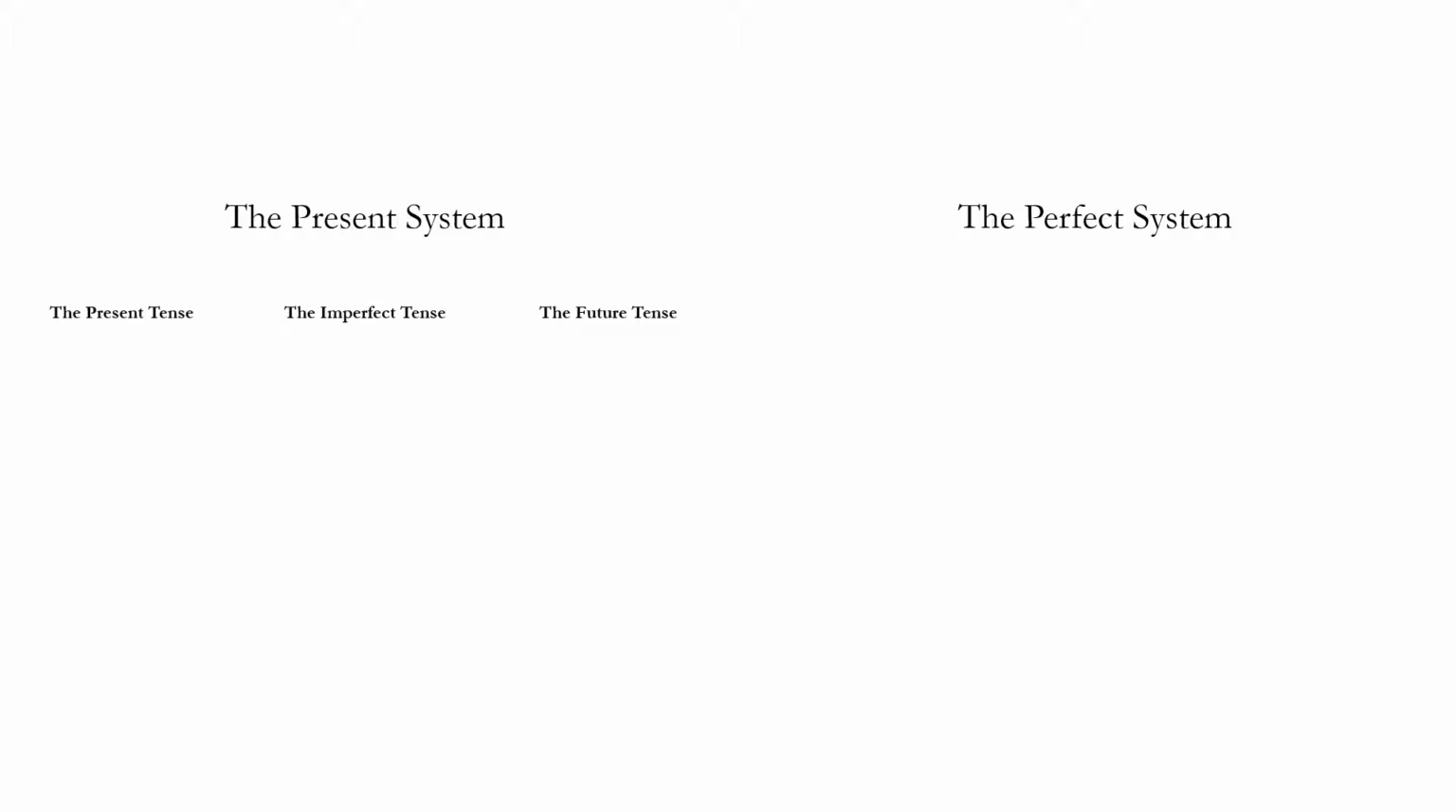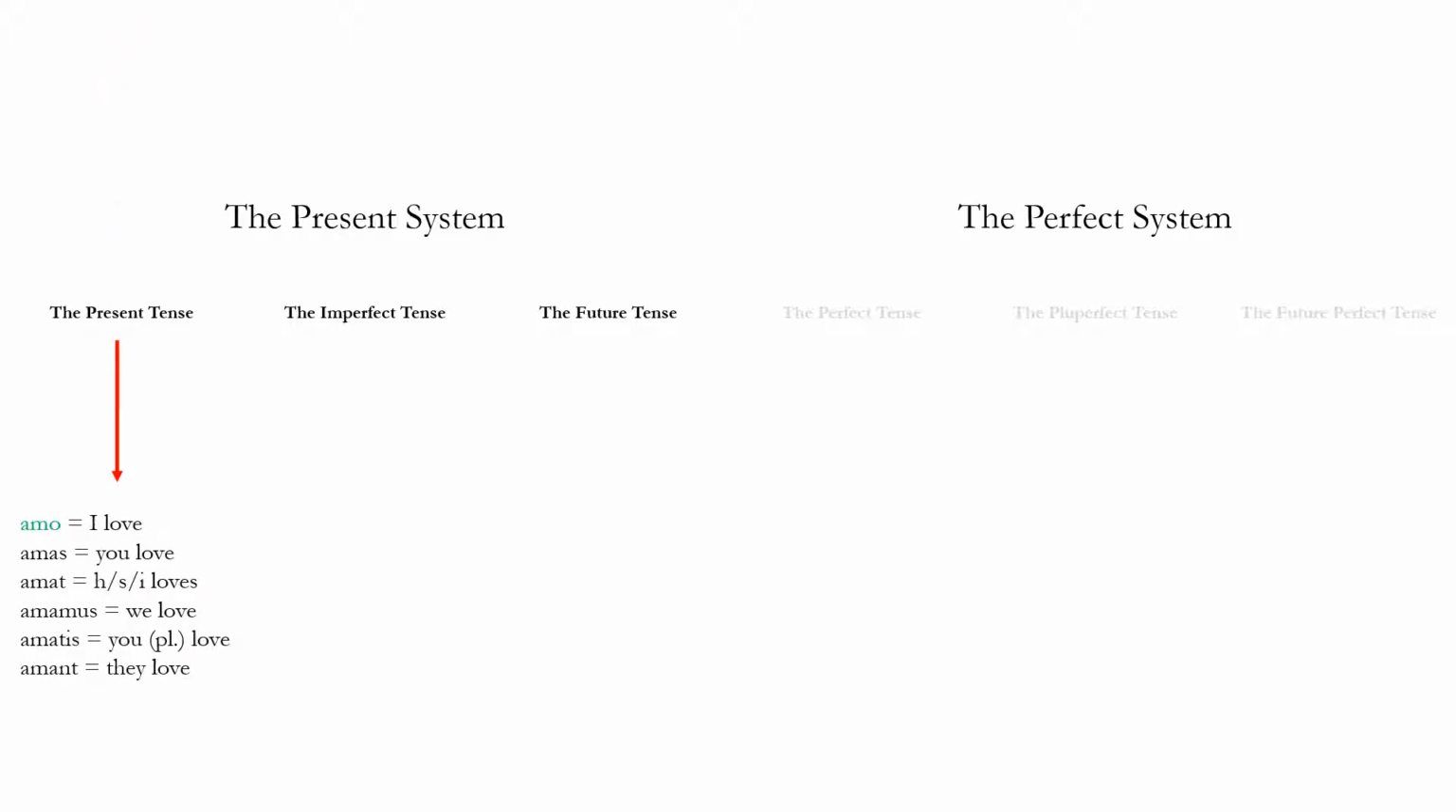The three tenses that we have are the present, the imperfect, and the future tense. And the present tense is what we just looked at. Very simple. The endings are important. The -s, -t, -mus, -tis, -nt, we're going to see those again and again. And we'll see them probably all the way through to the end of this book.